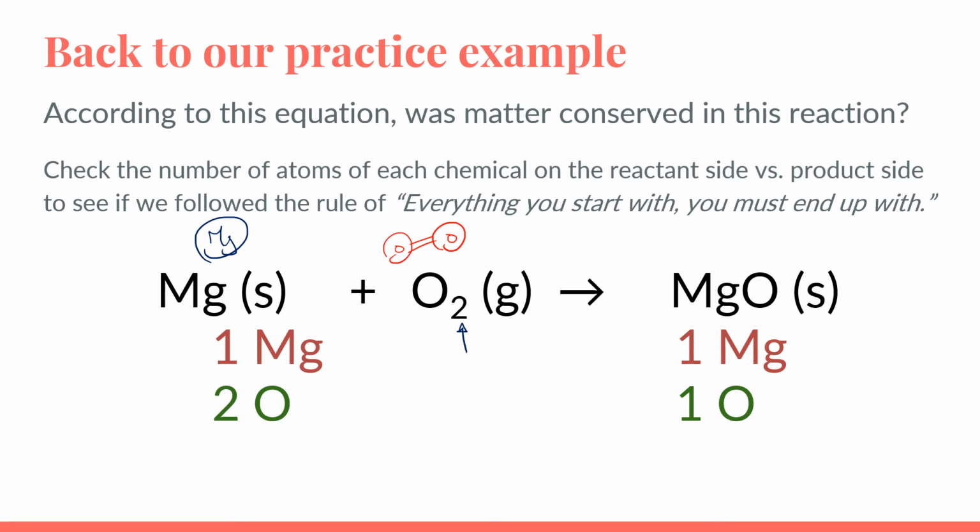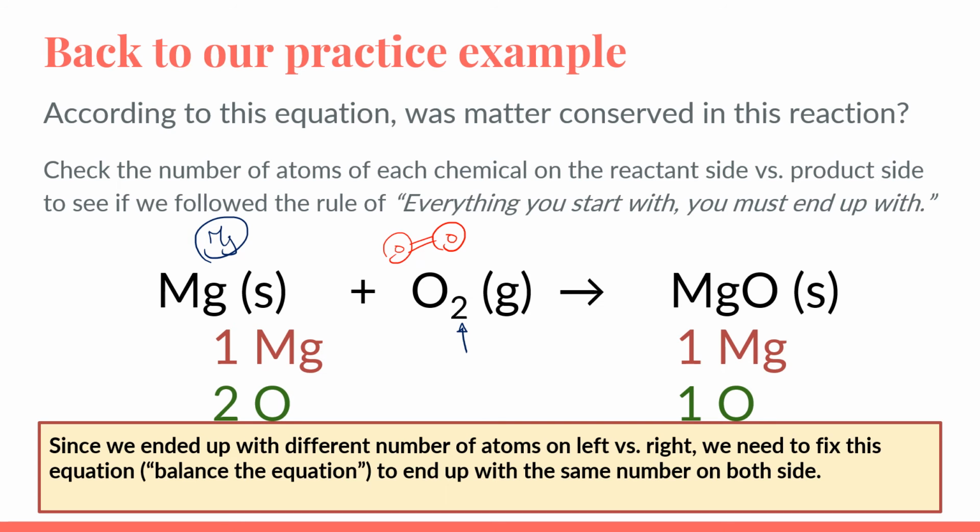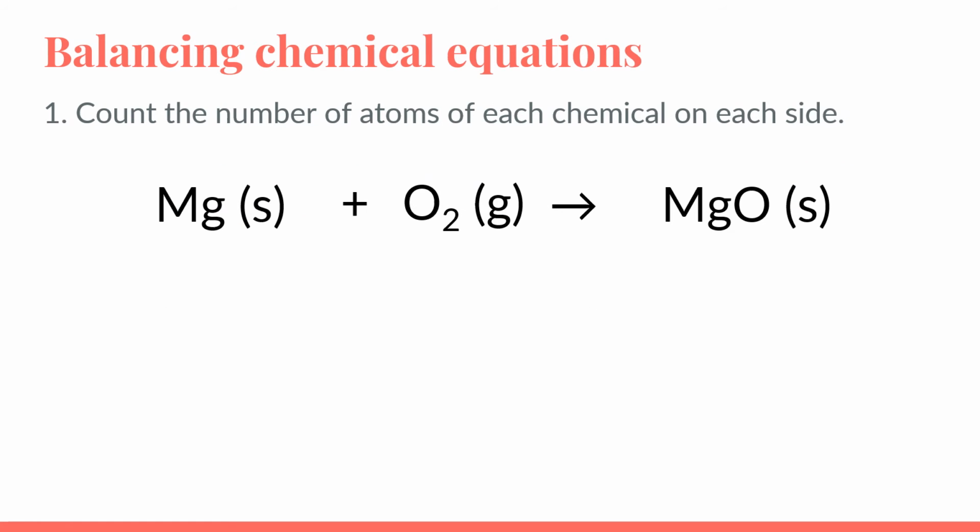But notice that in the product side, I only have one magnesium and only one oxygen. That's a problem. We're not ending with what we started with, right? It should be 1 and 2, and not 1 and 1. So here, since we ended up with different numbers of atoms on the left versus the right, we need to fix this. We need to balance this equation. So how do we do this? How do we balance this equation?